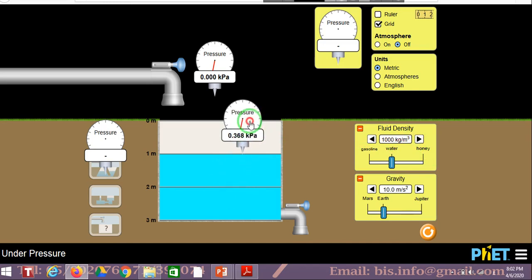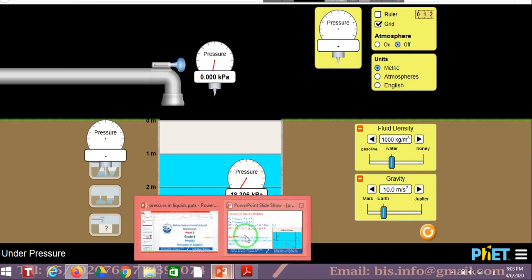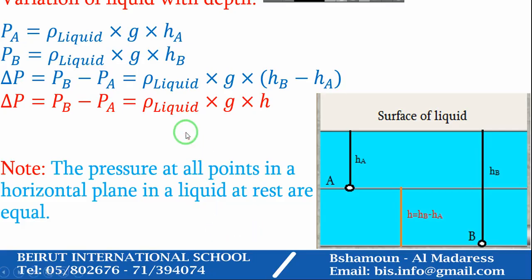As we move down, observe the pressure. As we move down, the pressure is increasing. So as the height, or depth in this case, increases, the pressure will increase. Which pressure? Pressure exerted by liquid only. Pressure exerted by liquid.